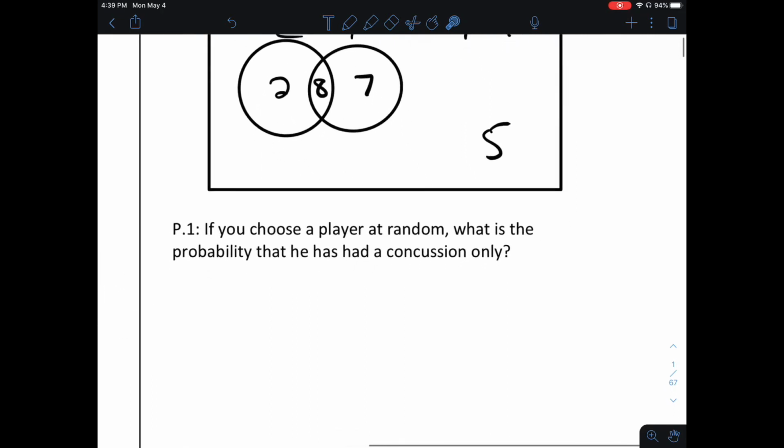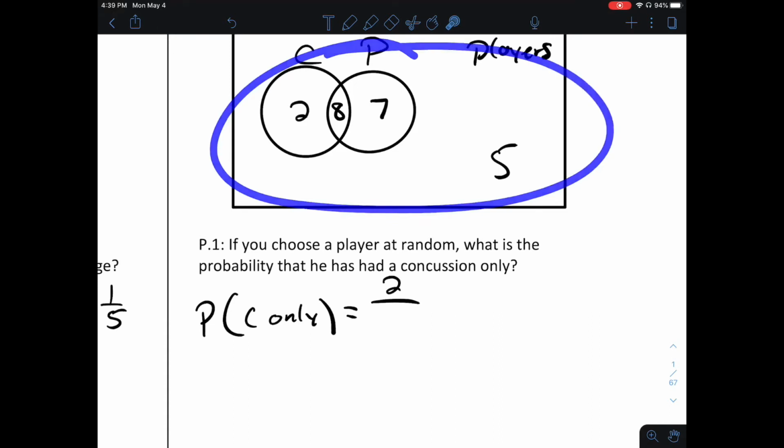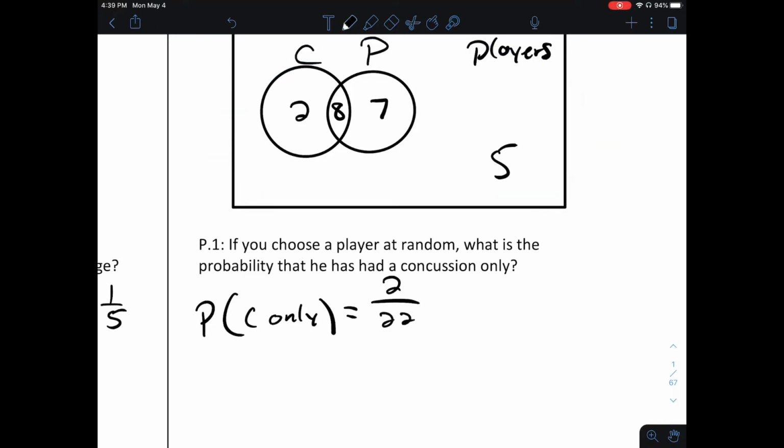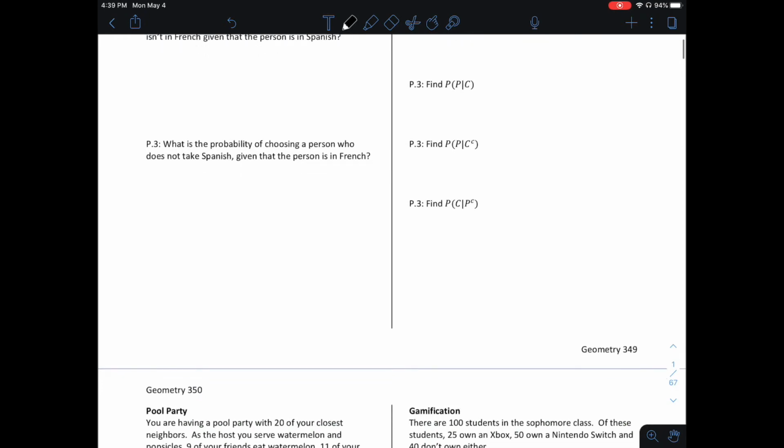If you choose a player at random, what's the probability that the player has had a concussion only? Probability of a concussion only. There are only 2 players that have only had a concussion. How many players are there total? There are 22 players. You could leave it like that, or you could simplify it to be 1 out of 11. That's the probability. The rest of the questions here are for the 3rd lesson.